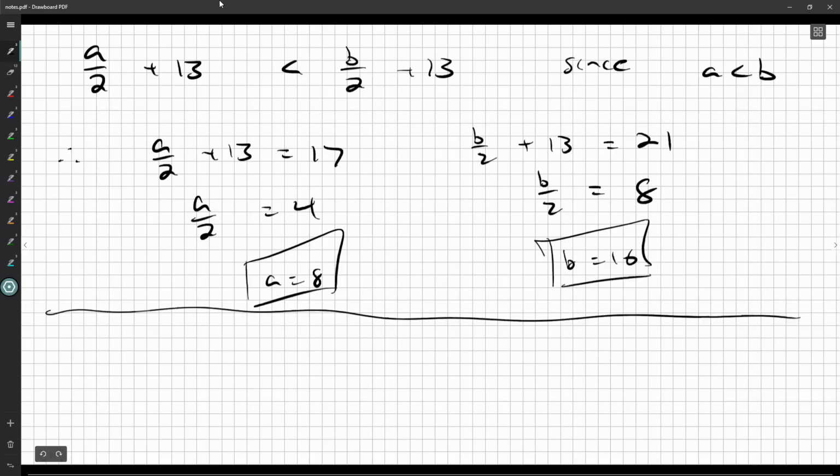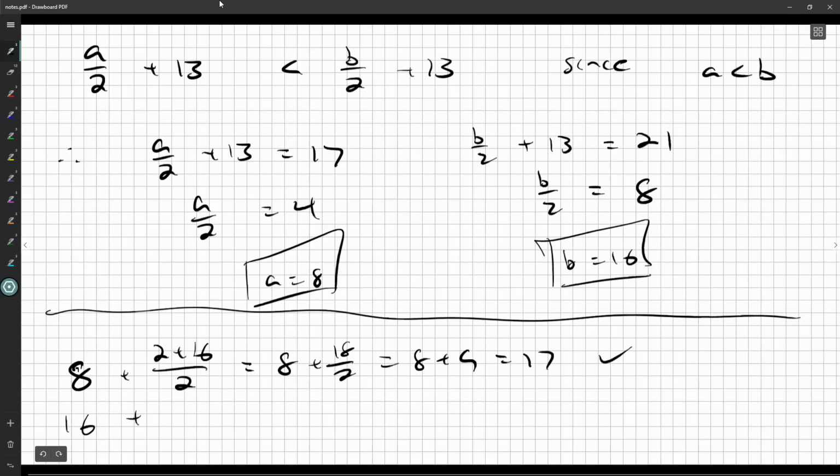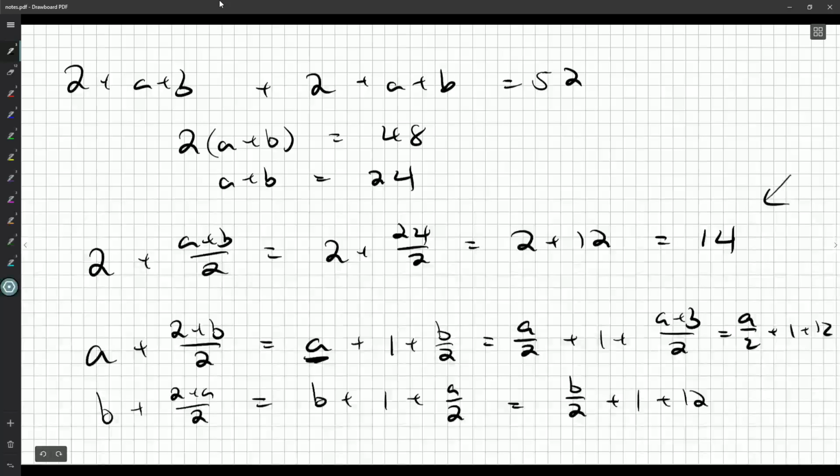If you wanted to, you could just very quickly work these out and make sure that they really do give you the right averages. So, what is it? A plus 2 plus B over 2. That's going to be 8 plus 18 over 2, which is 8 plus 9. That's 17. That one works. And the other one should work too. 16 plus 2 plus 8 over 2. That's going to be 16 plus 5. And that is 21. So they do work. But all we need is these answers here. We don't get marks for checking our work. We get marks for showing our work.